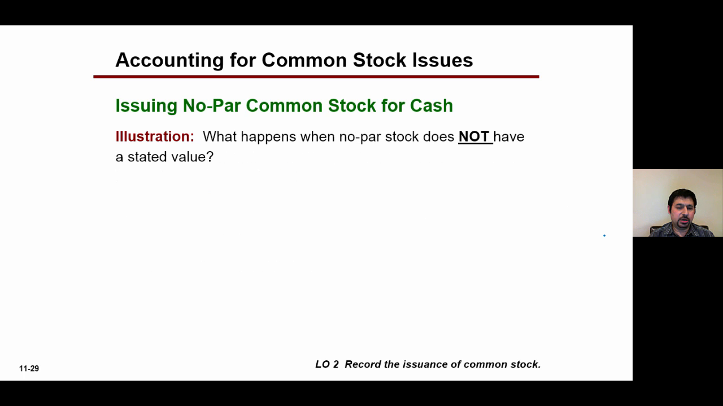What happens if the company issues stocks with no par value and the stock does not have a stated value? In this case, the company will debit cash the 40,000, based on the stock price of $8. The company will credit common stock the 40,000, because it does not have a stated value and it does not have a par value.